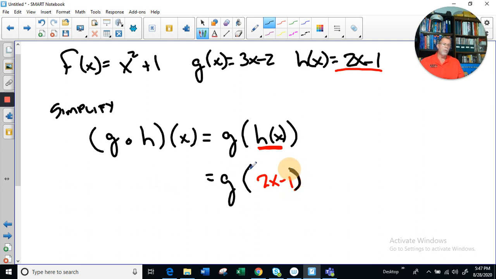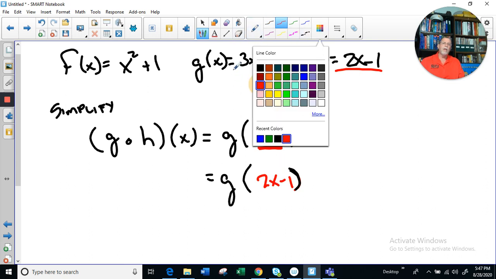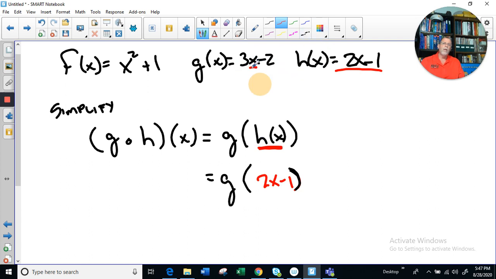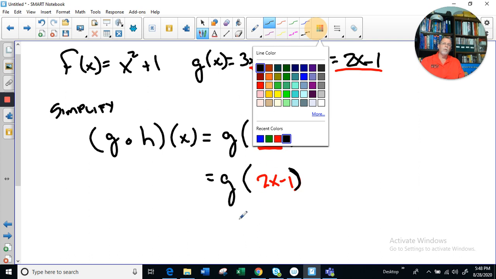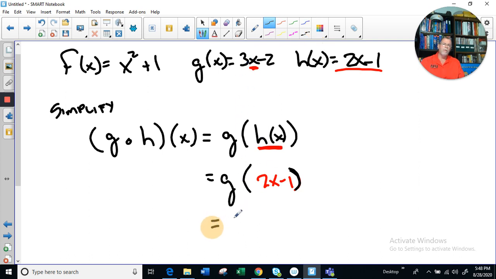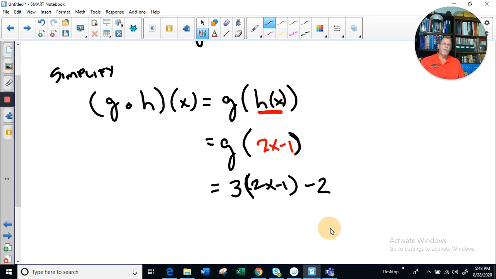All right, the input is going to be 2x minus 1. So what we look at is g of this. This is going to go in wherever we see x in the function g. So right here is the only x in function g, right? So in this place, we are going to put 2x minus 1. So what is that going to look like? We're going to say 3 times our x value, which is 2x minus 1, then minus 2. Notice I use substitution with parentheses so I can see what I have to do.